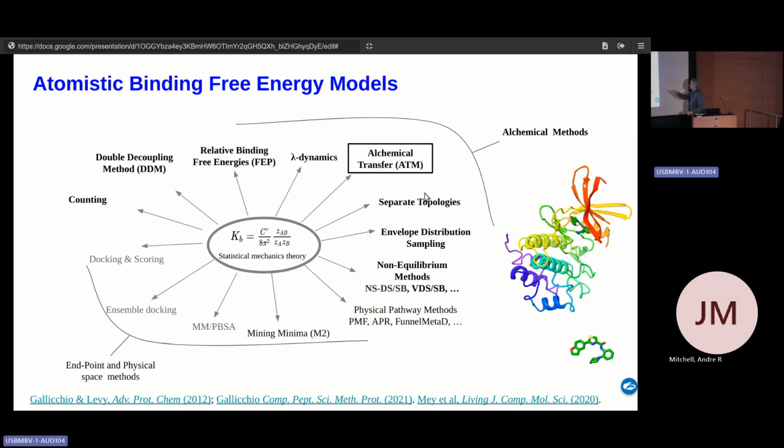David talked about separate topology. I like to think of alchemical transfer as separate topologies. I don't know if that's accurate, but as a coordinate transformation.